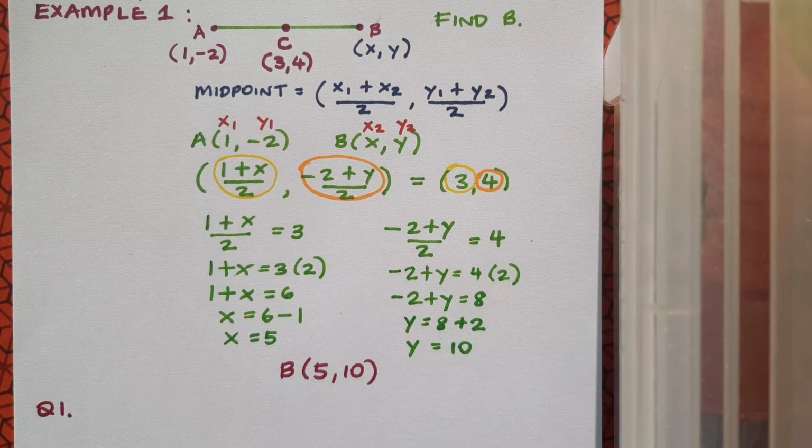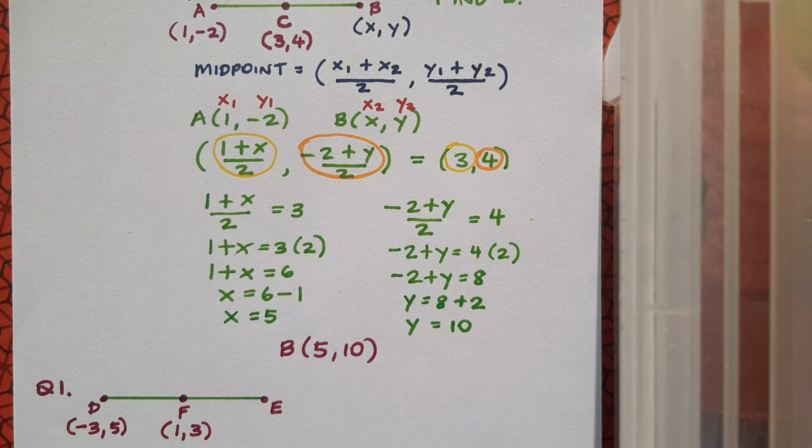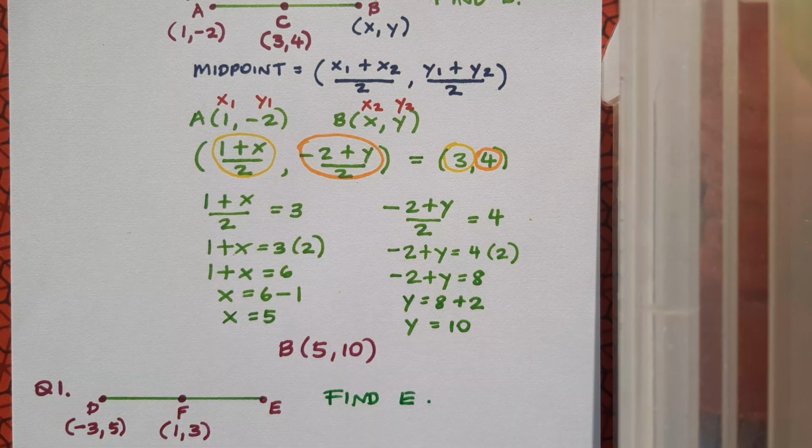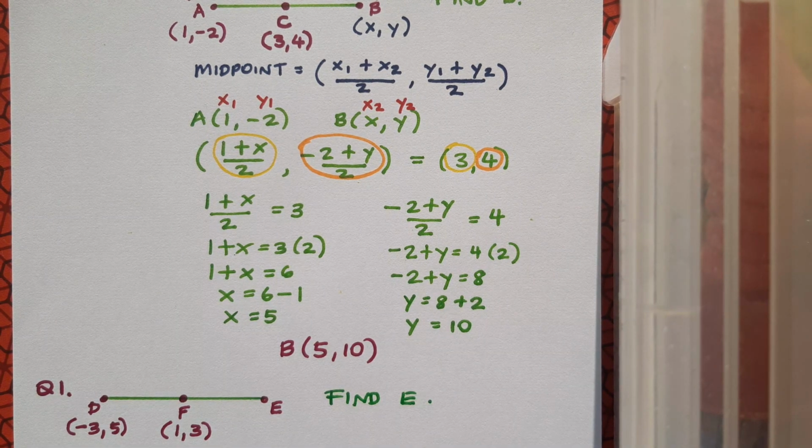Okay, so here's a question for you now. I've got a line segment DE. D is (-3, 5). The midpoint of the line segment is F, which is (1, 3). And we want to find the point E. Pause the video here now while you work this out and then play and see if you're correct.